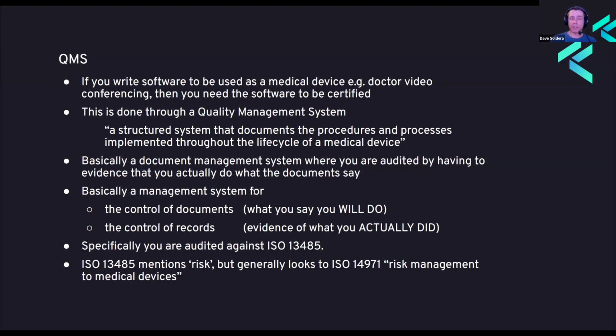One way this is often done is through a quality management system, which you can really think of as a document management system. That will largely include a control of documents: the policies, a bunch of documents that say what you will do as a company and how you will operate. And then a bunch of records, which is evidence of what you actually do. Specifically, you're audited against ISO 13485. In terms of information security or risk, that doesn't say a lot, but it generally points to ISO 14971 on risk management for medical devices.